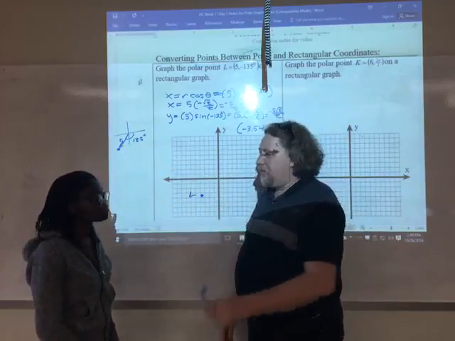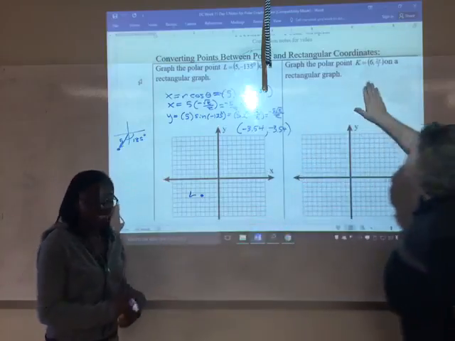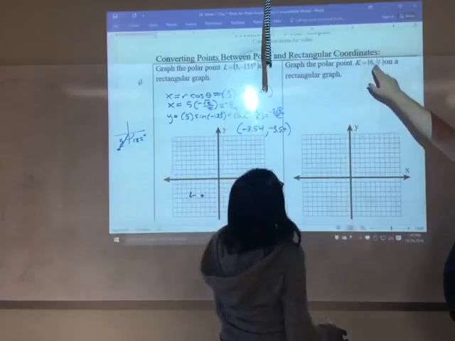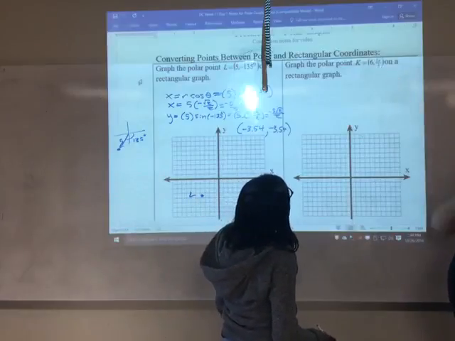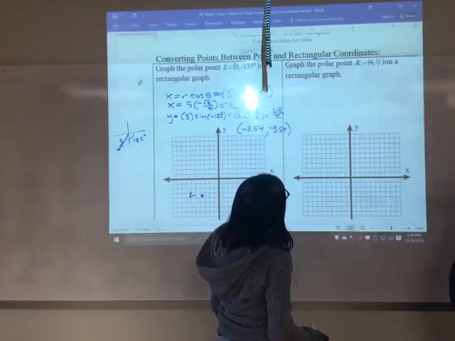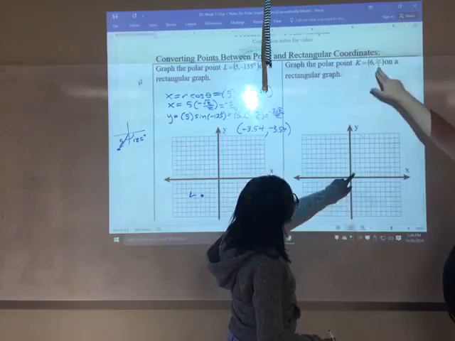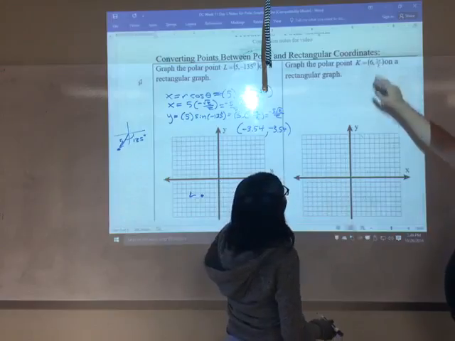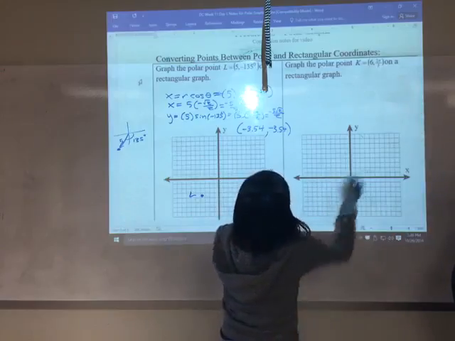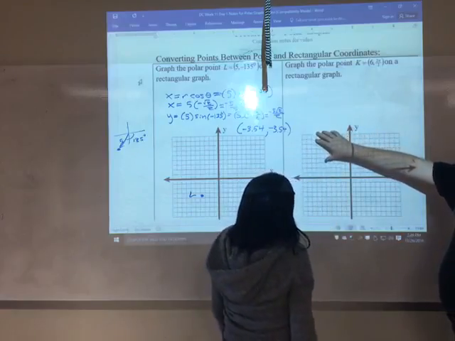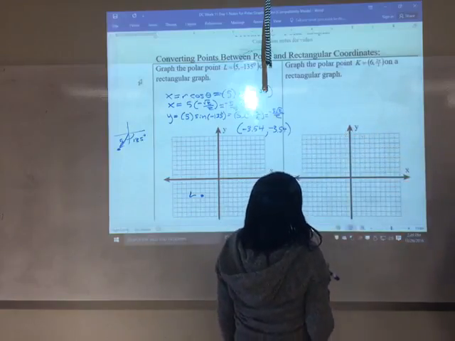Now, I took the lead on that one, so it's definitely your turn to try point K. All right, so K says it's at 6, 2 pi over 3. So what quadrant are you expecting to see your point in? Let's see, 2 pi over 3, that's 120 degrees. 120 degrees is over here, so quadrant 2. So we're expecting an answer here in quadrant 2. All right, let's see if that's what we get.